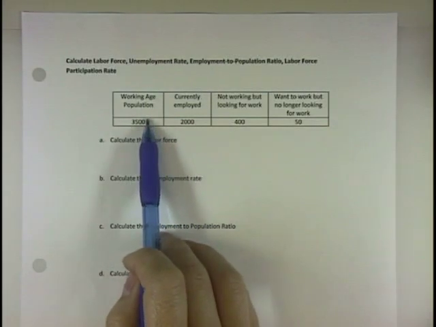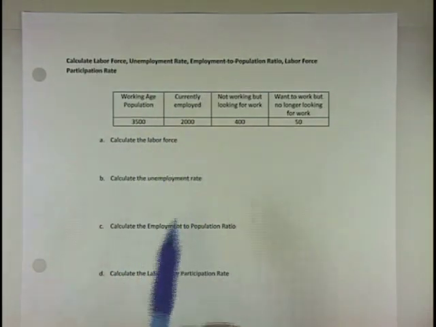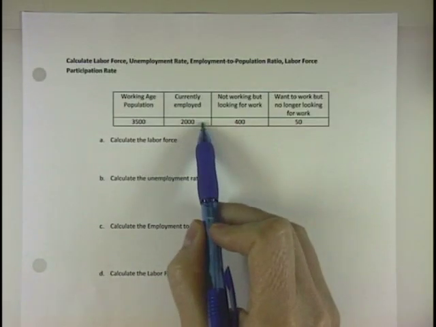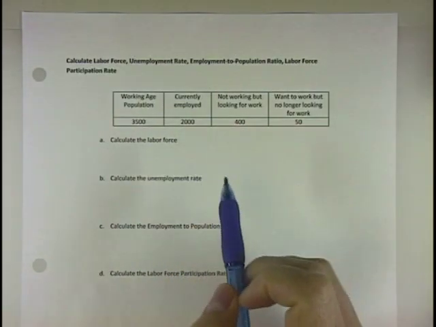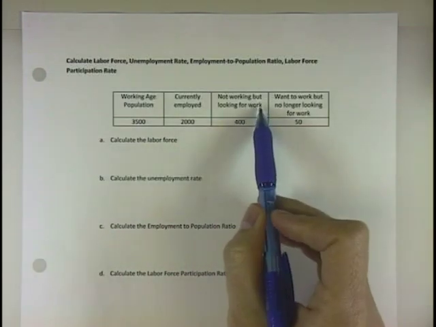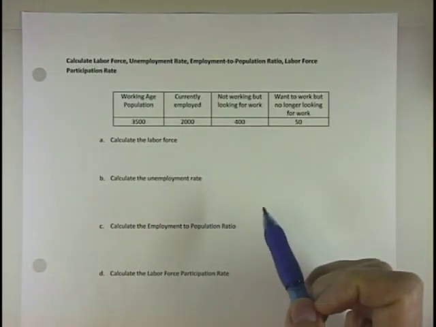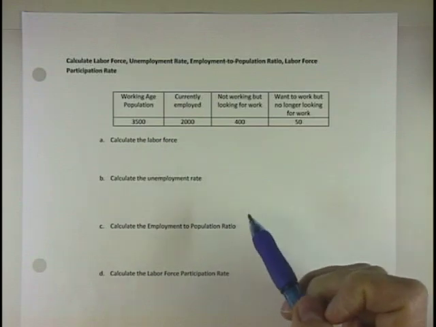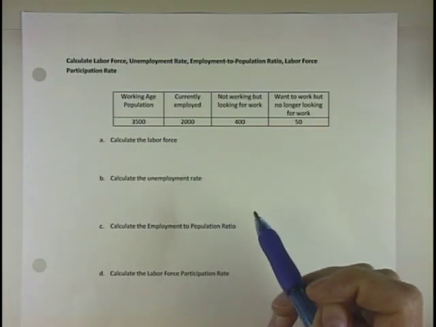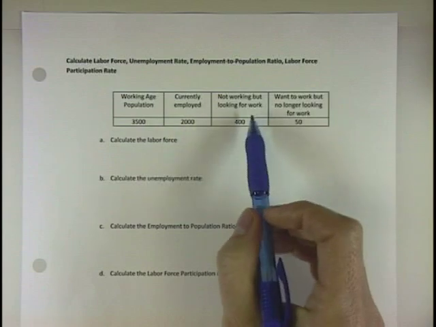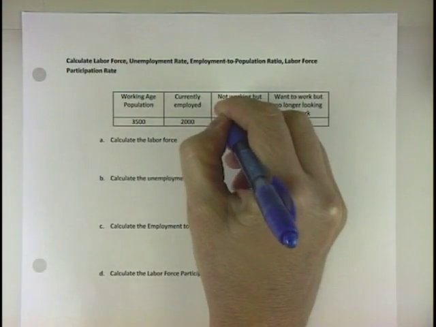You've got the working age population, which our definition there is everybody in the economy that's 16 years and older that's not institutionalized. And then we have currently employed. Those are the people that have a full or part-time job. The not working but are looking for work, those are the ones that would like a job, have been searching for a job, but just don't have one. So that would be what we would call the unemployed.